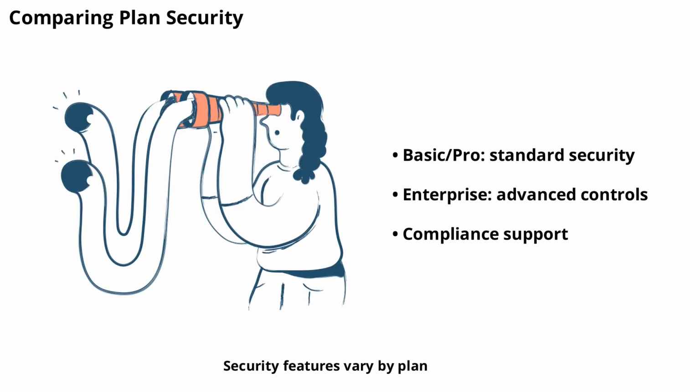Security features vary by plan. The Basic and Pro plans offer standard security, suitable for most small businesses. The Enterprise plan adds advanced security controls, such as SSO and audit logs, which are essential for organizations with strict compliance requirements.